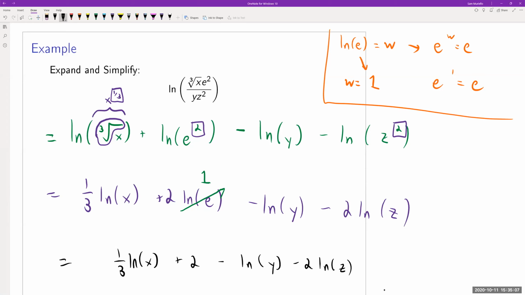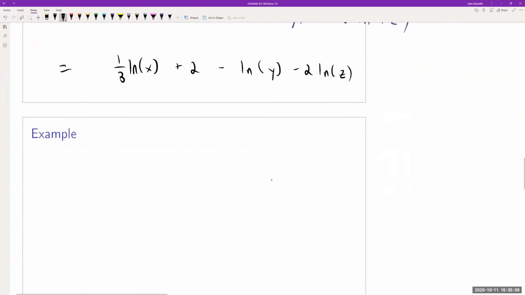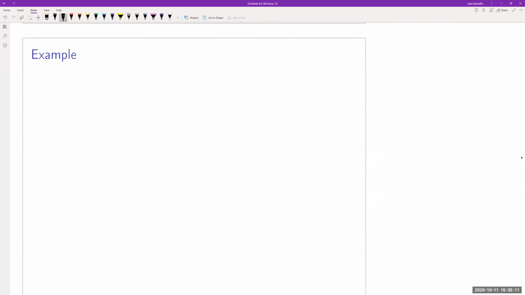Let's try it in the opposite order, taking a bunch of separated logarithms and combining them together. So this time, let's say that we want to simplify 5 log base 3 of x plus 2/3 log base 3 of y minus 3.